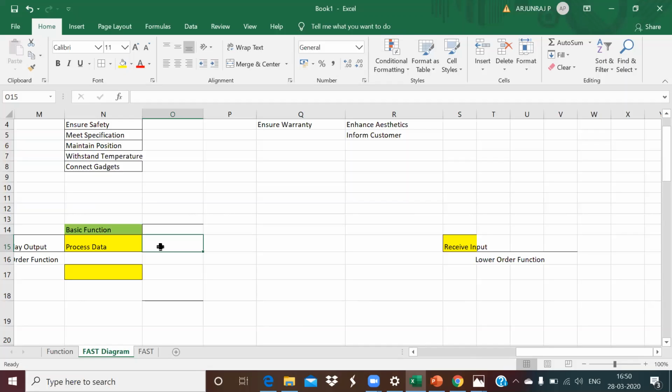How is the data processed? Okay, first we will write down things.